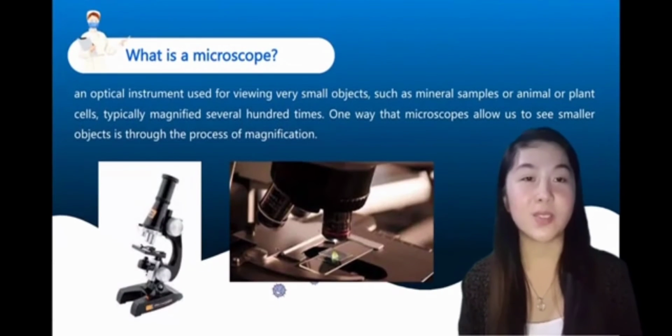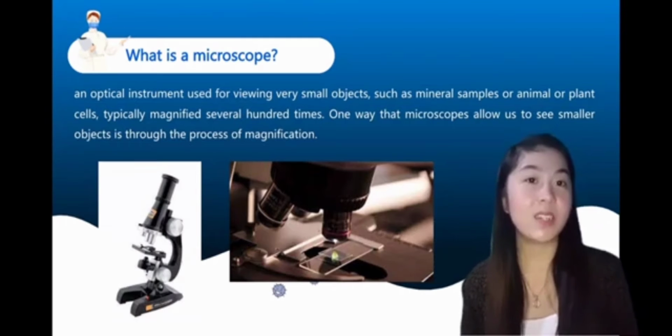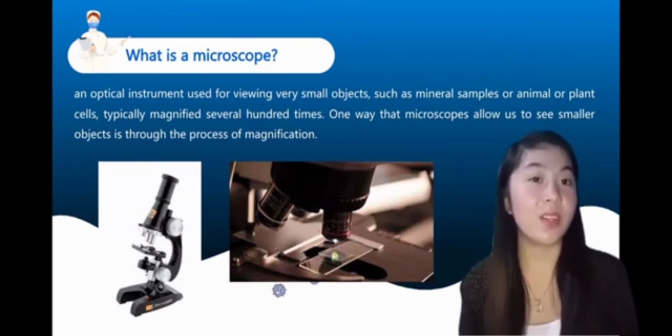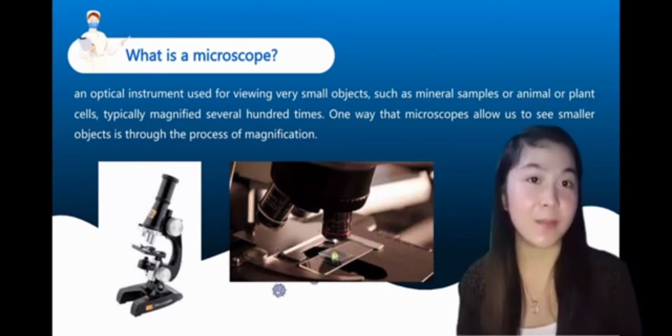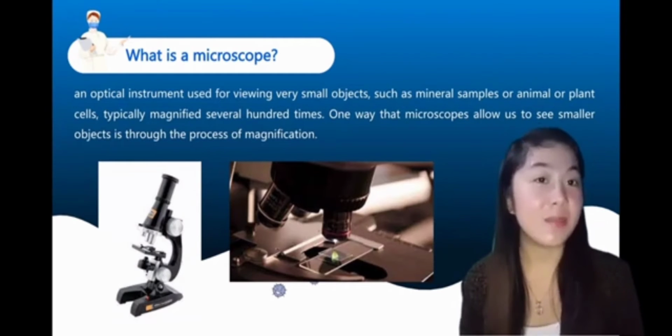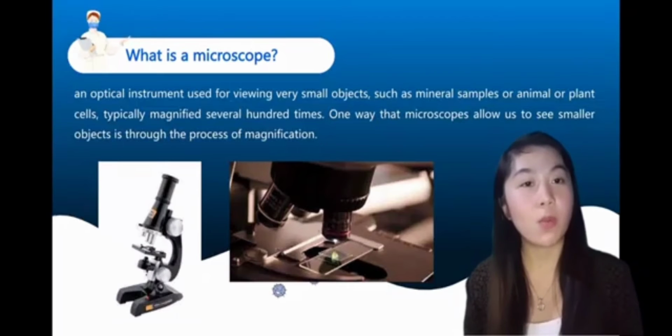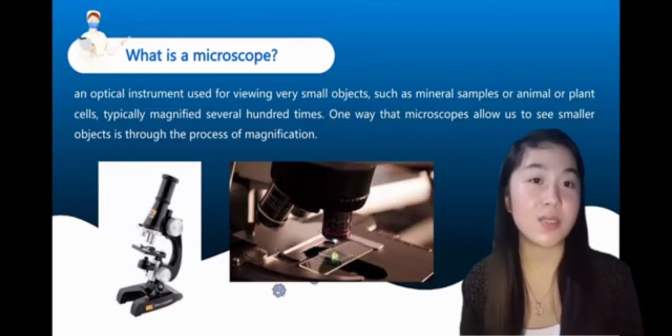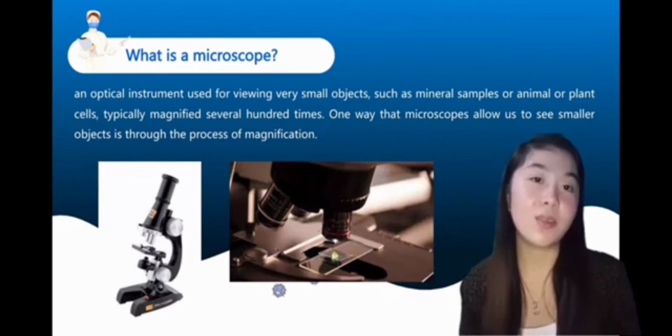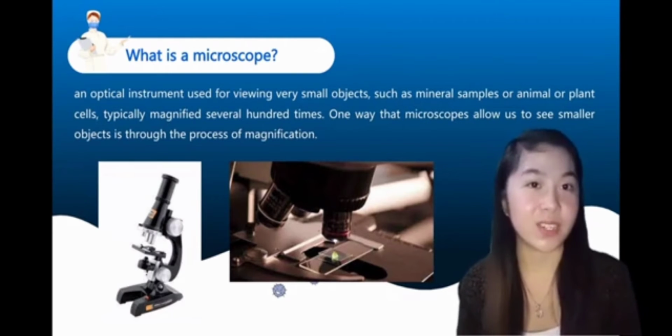So what is a microscope? It is an optical instrument used for viewing small objects such as mineral samples, plant or animal cells, typically magnified several hundred times. One way that a microscope allows us to see smaller objects is through the process of magnification.